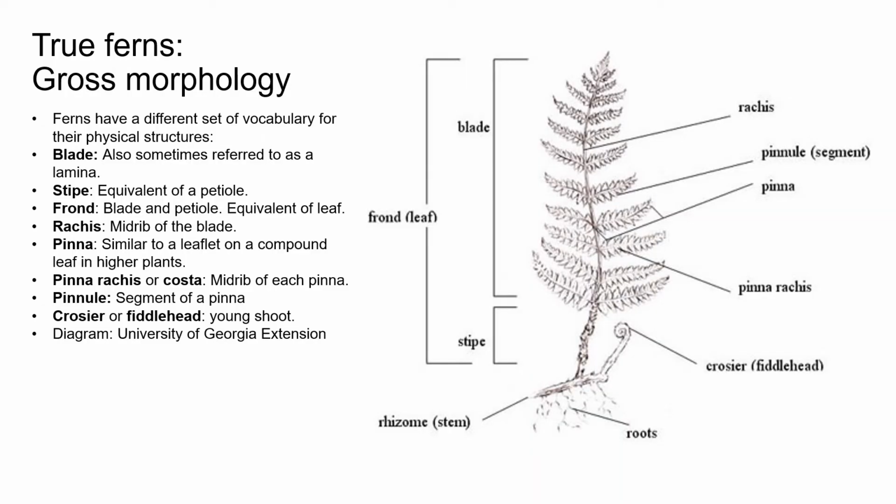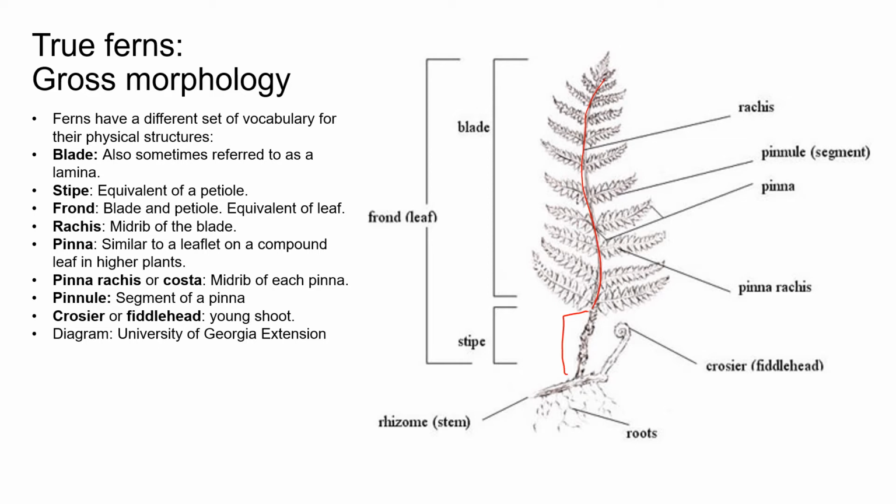So let's take a look now at the true ferns. The true ferns have a slightly different set of botanical vocabulary for their physical structures. So let's start by running through that. What we'd call the leaf blade on a higher plant is just called the blade, or sometimes the lamina on ferns. The stipe is the equivalent of a petiole, and collectively the blade and stipe are referred to as the frond. The midrib of the blade here is the rachis.